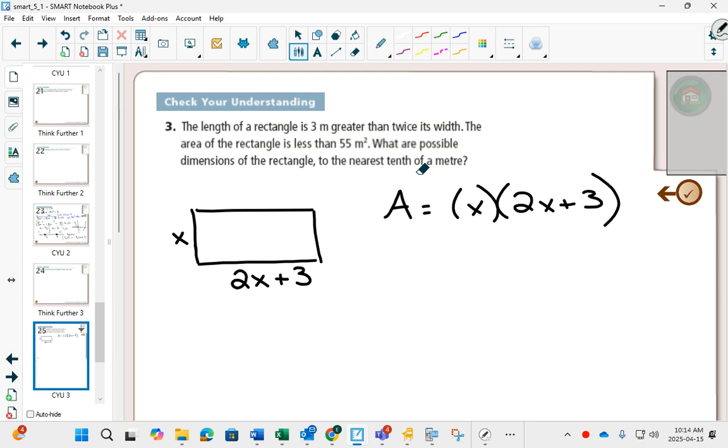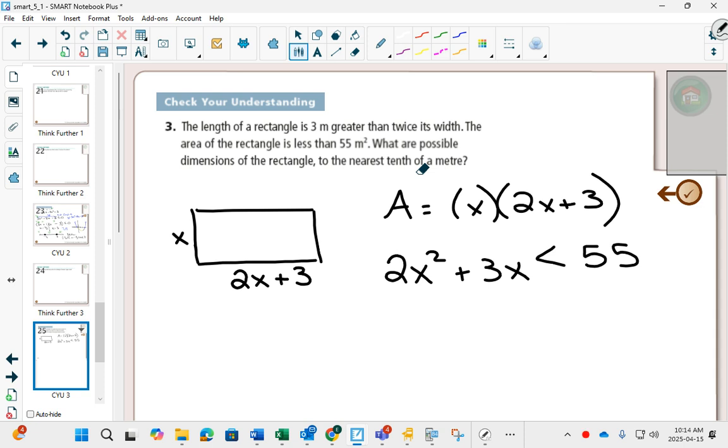And this area has to be less than 55 meters. So now I know that this area, if I multiply it out, which is 2x squared plus 3x, has to be less than, but not equal to 55. So now I've set up a quadratic inequality.